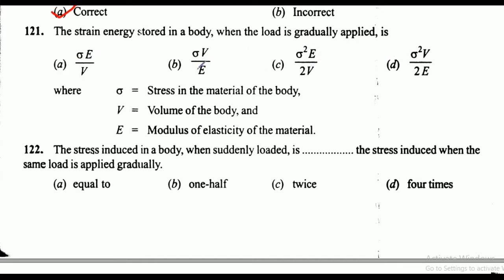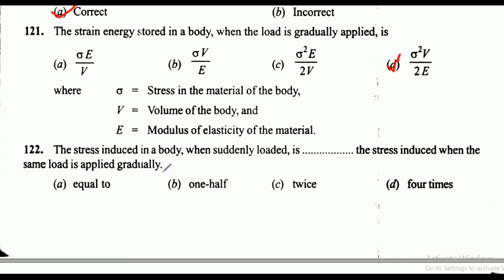Next is the strain energy stored in a body when the load is gradually applied is. Here, friends, these are the options where sigma is equal to stress in the material of the body. V is the volume of the body. E is the modulus of elasticity of the material. So here, friends, correct answer is option D. That is sigma square V upon 2E.